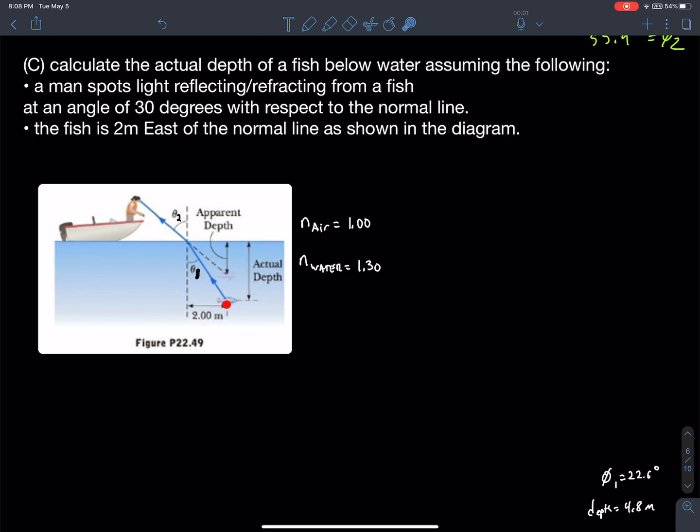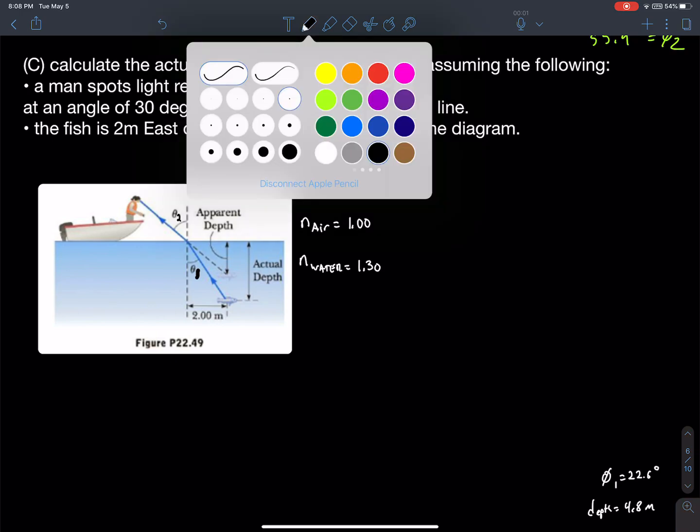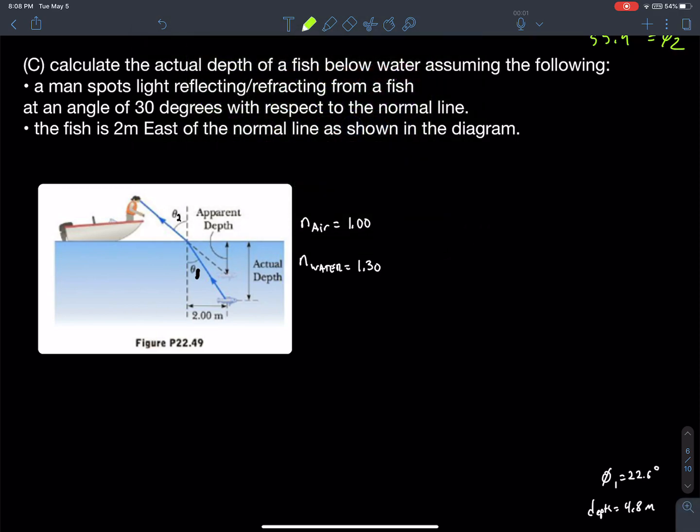We know that the actual fish is 2 meters away from this normal line, so using that information, I should be able to calculate my actual depth. In order to do that, I want to try to do trigonometry. If I have this angle, I'd be able to solve that side, which is the actual depth. That's my reasoning. So I need to apply Snell's law to find what that angle is.